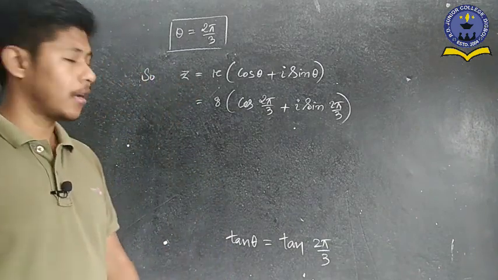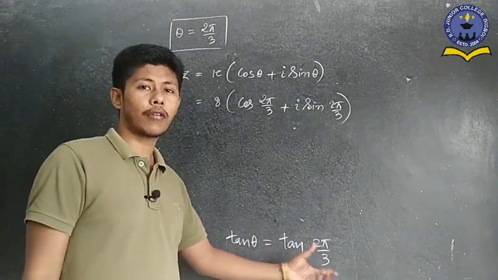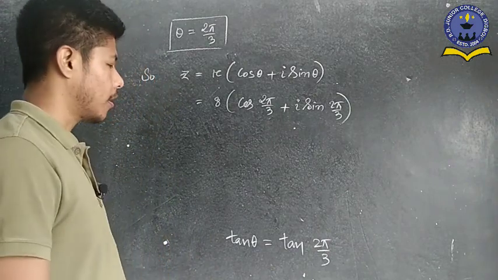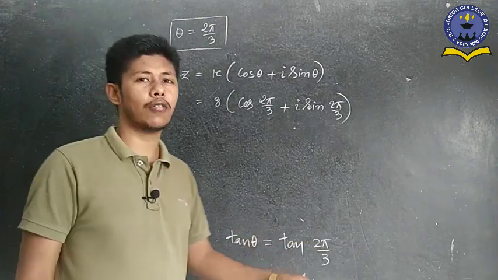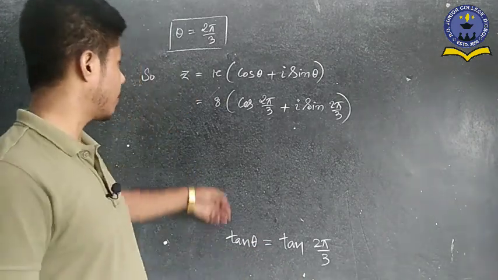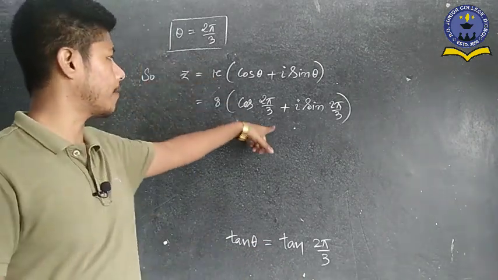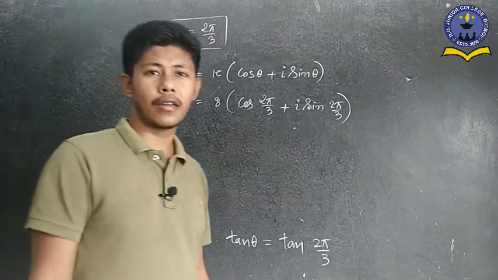Is it clear? I think all of you understood this one. How can we find out the angle? In trigonometry, in the earlier revision class, we already did how to find the angles. So in this we complete theta equals 2 pi by 3 and finally we get this answer. Is it clear?